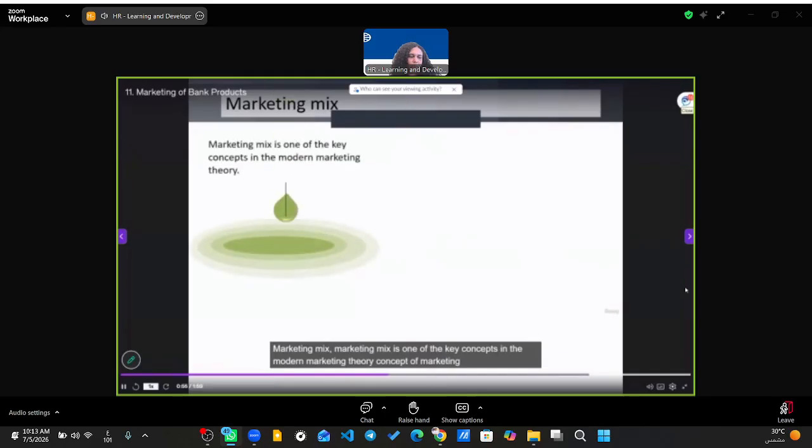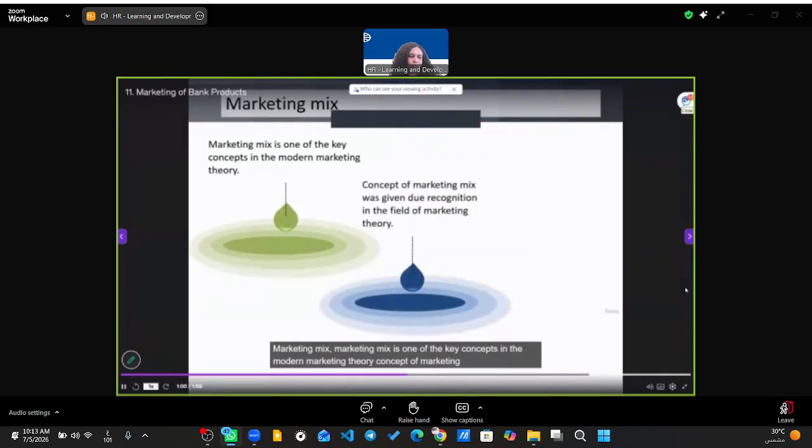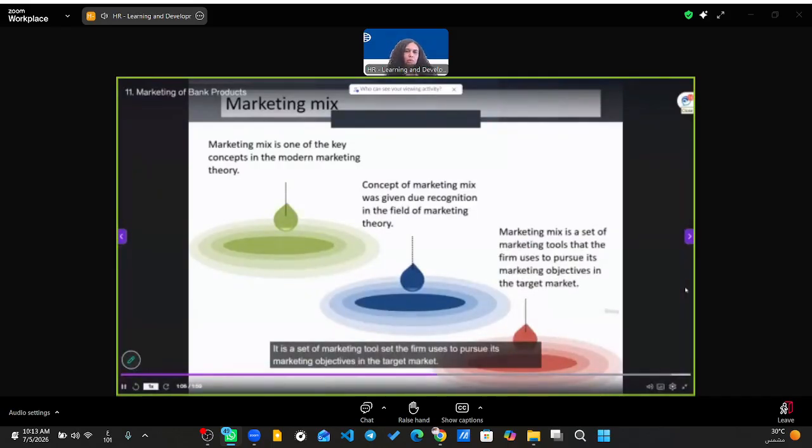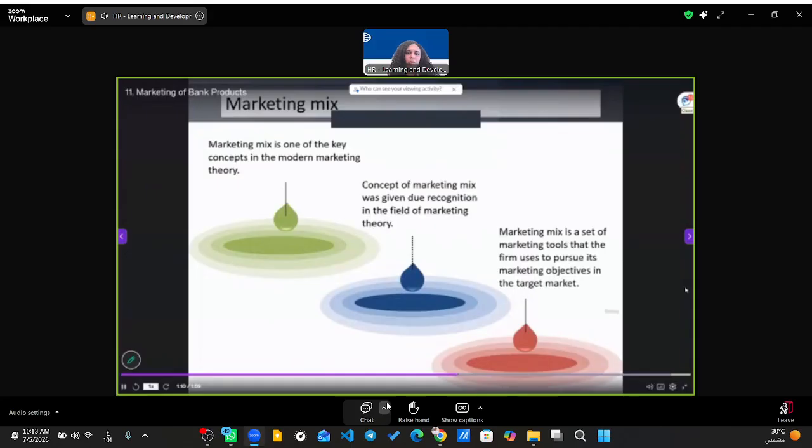Marketing mix. Marketing mix is one of the key concepts in the modern marketing theory. The concept of marketing mix was given due recognition in the field of marketing theory. It is a set of marketing tools that the firm uses to pursue its marketing objectives in the target market.